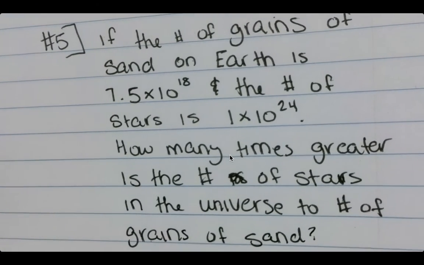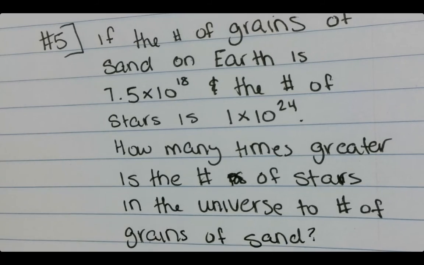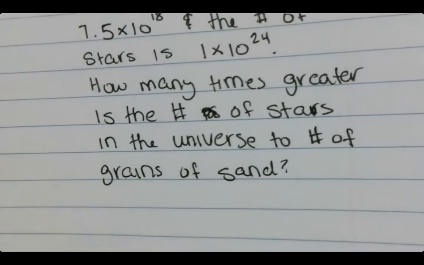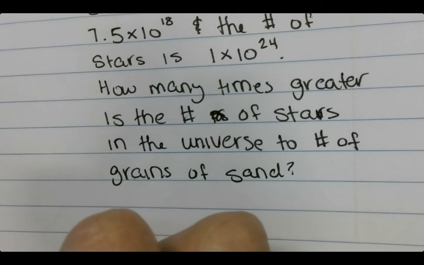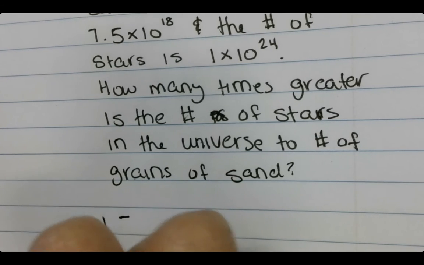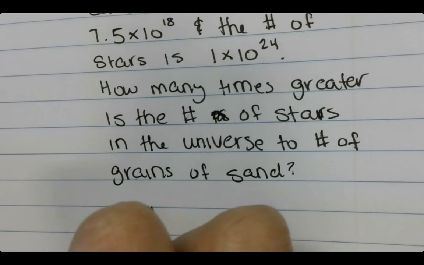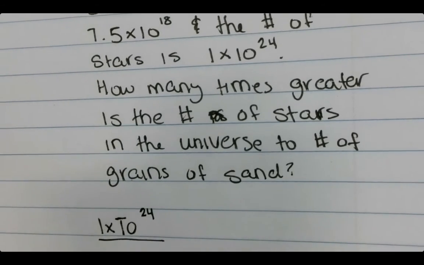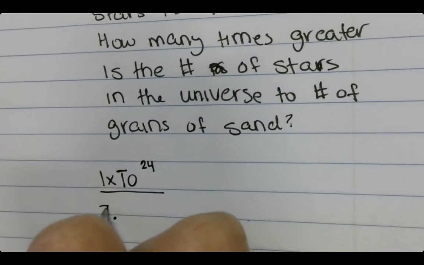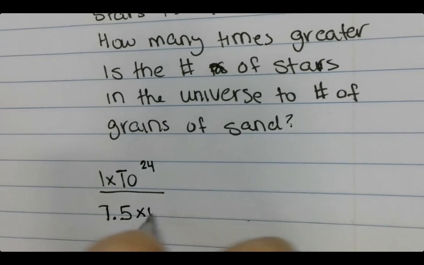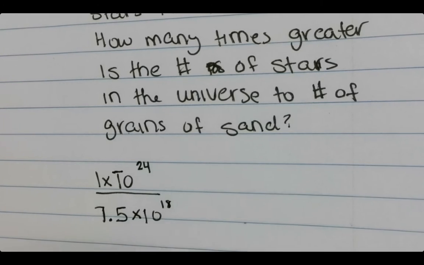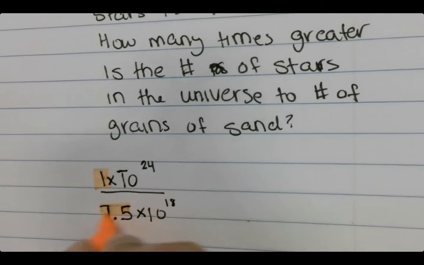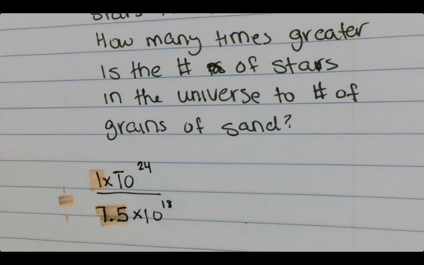Okay, so that means that the number of stars is bigger. So if we are talking about our fraction or whatever you want to call it, it would be 1 times 10 to the 24th over 7.5 times 10 to the 18th. With our coefficients, we are going to divide.